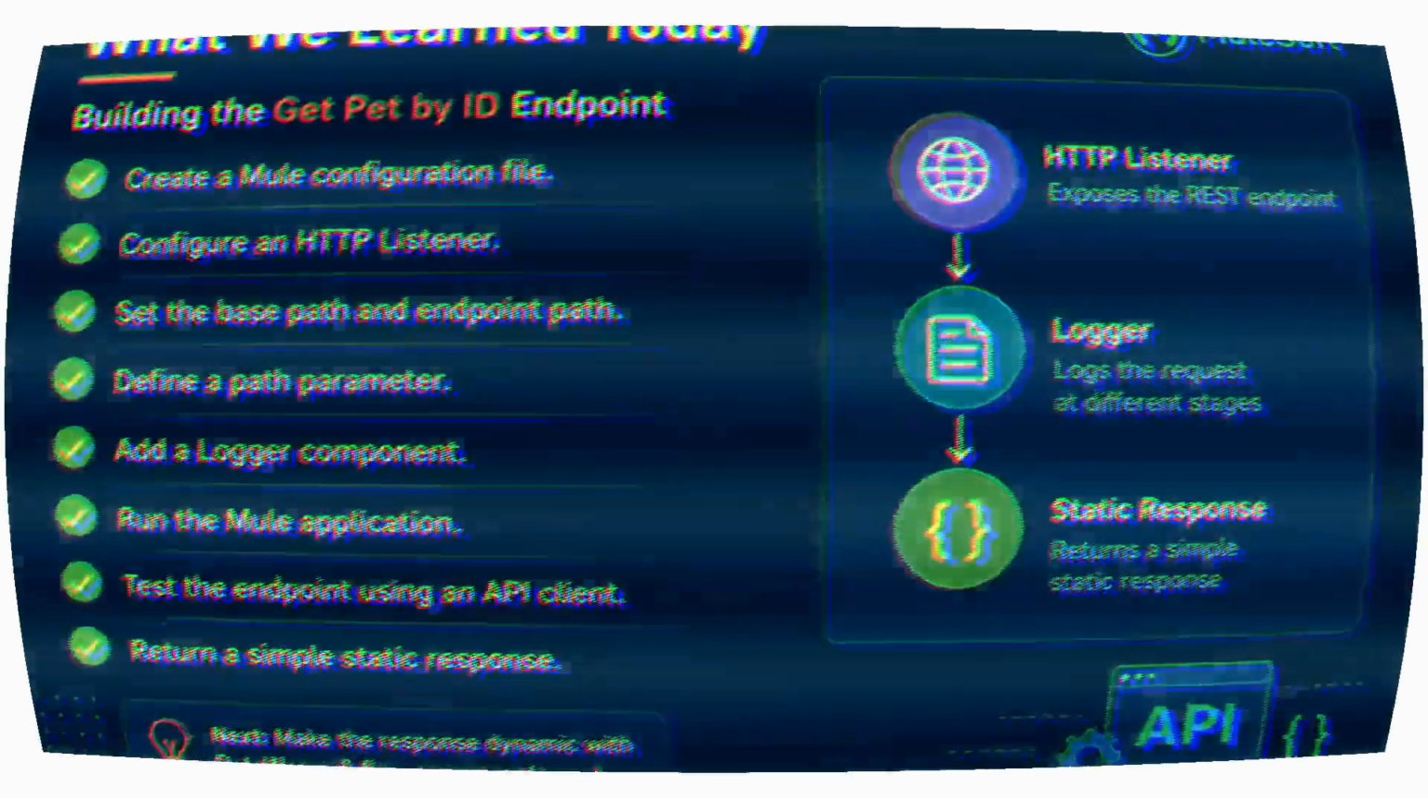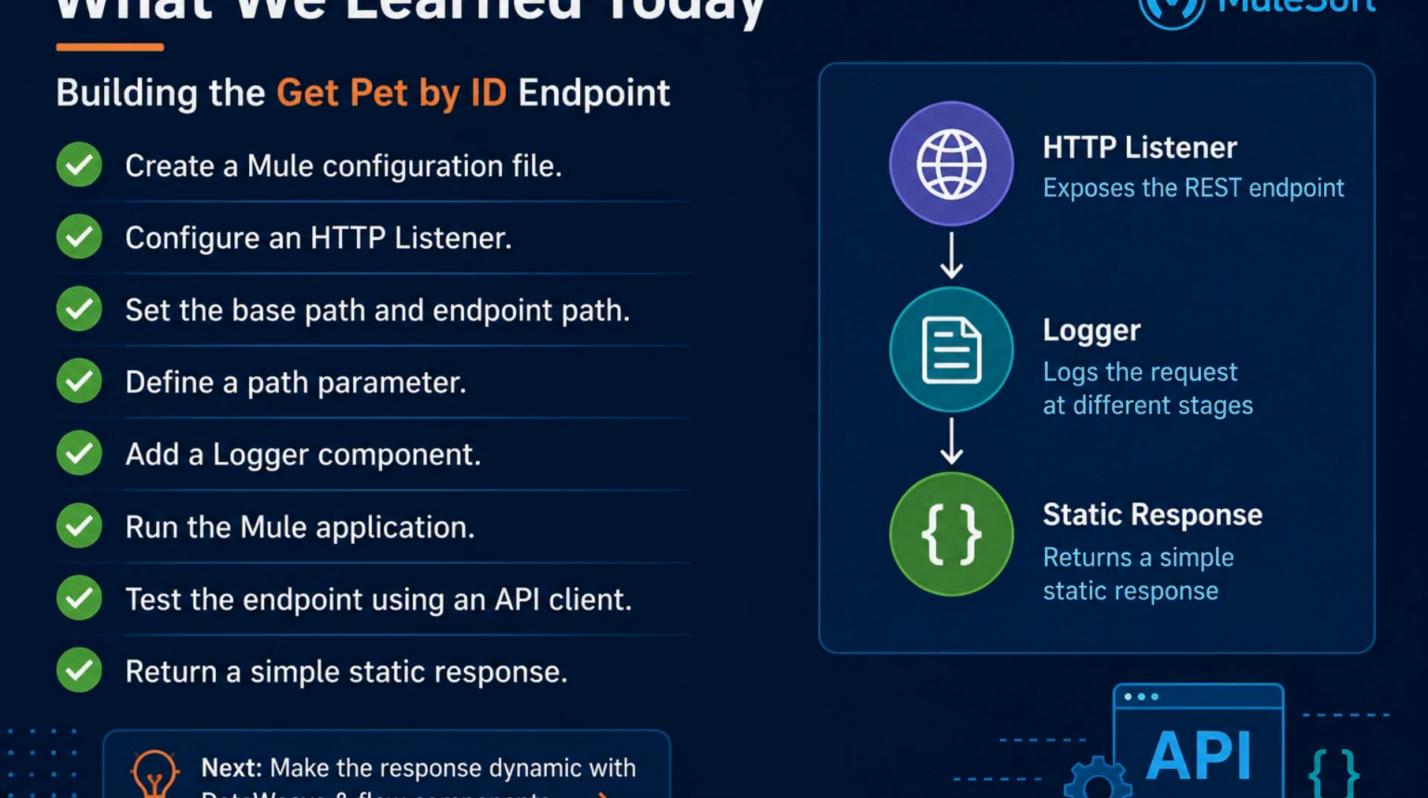So in this video, we learned how to create a Mule configuration file, configure an HTTP listener, set the base path and the endpoint path, define a path parameter, add a logger component, and run the Mule application. Also, using an external API client, we tested whether the endpoint works fine. Finally, we returned a simple static response. In the next video, we'll continue enhancing this endpoint by making the response dynamic and exploring more MuleSoft components.